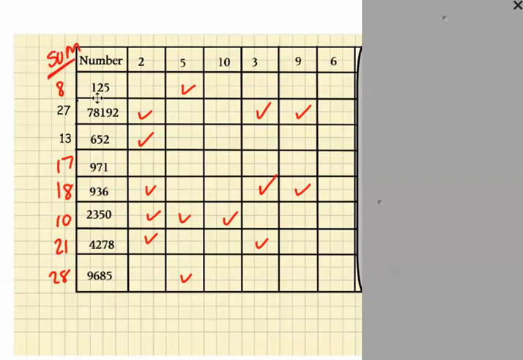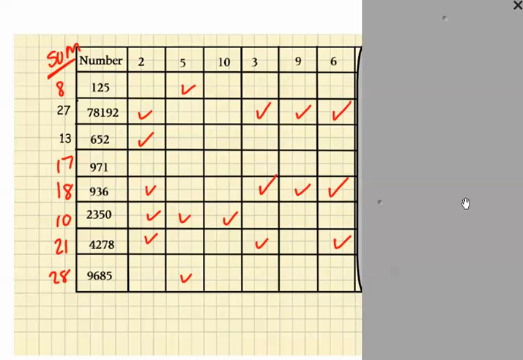So is 125 divisible by 2? Nope. Is this one divisible by 2? Yes. Is it divisible by 3? Yes. So that means it's automatically divisible by 6. All right? You look at the rest of them. Which other ones are divisible by 6? You see it? All right, looks like this one's divisible by 6, and this one's divisible by 6.